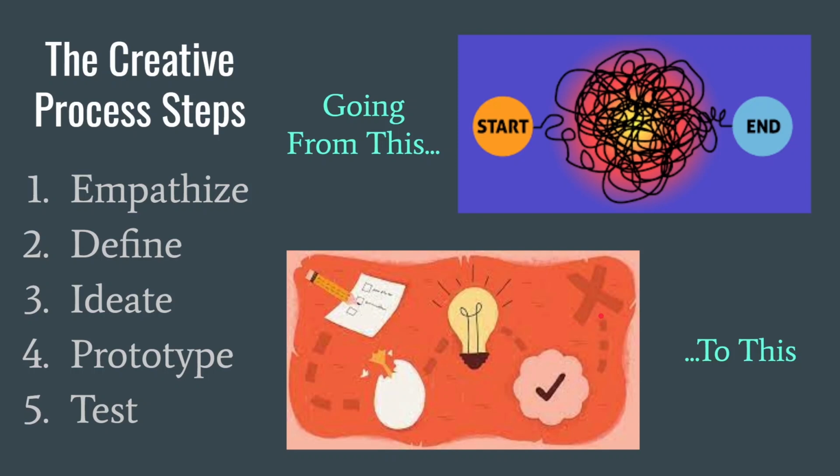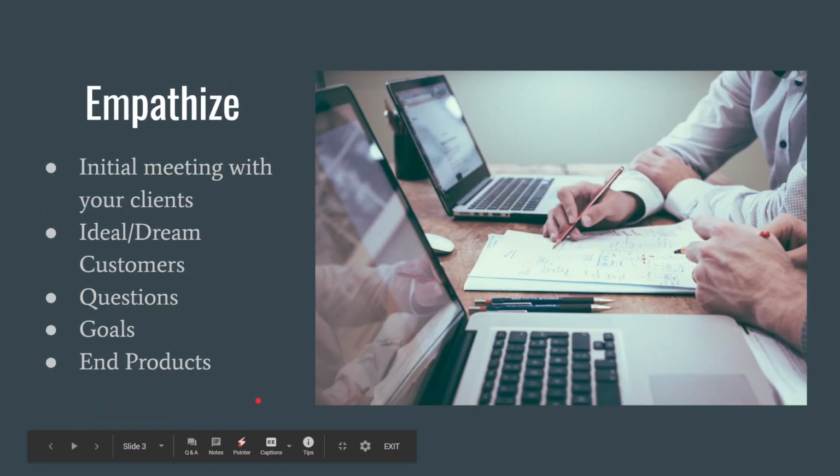The creative process has 5 steps. The first one is to empathize, the second to define, the third one is ideate, the fourth is to prototype, and the fifth and final step is to test.